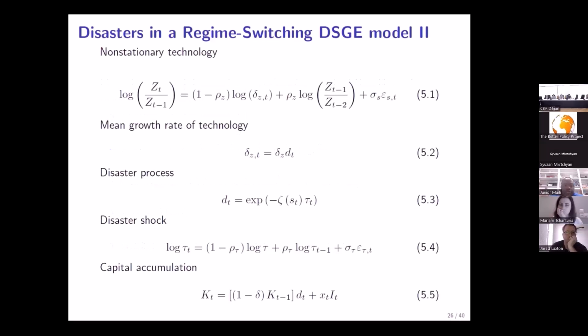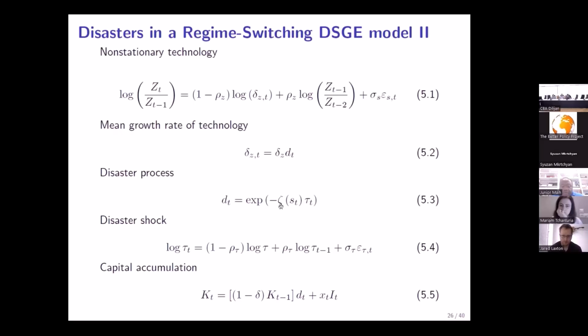I'm not going to show you the rest of the model. I'm just going to show you the key equations here. We have a non-stationary technology shock, and the mean of that shock is affected by the rare disaster process, D_t here. That process is described by equation 5.3 here, and the parameter zeta here is regime switching.